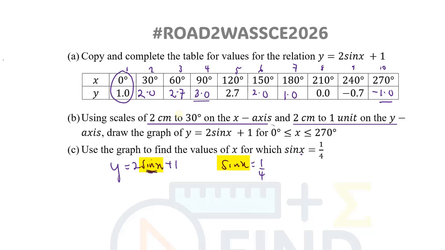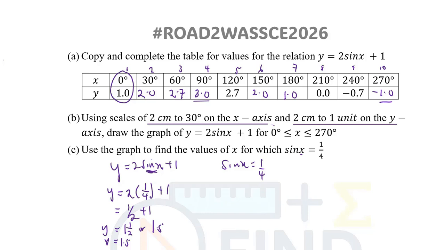So it means that we know the value of sine x. We'll substitute it. So we can say y is equal to 2 into bracket, what is sine x? That is 1/4, plus 1. 2 times 1/4. That will give us 1/2 plus 1. That will give us one whole number 1/2 or 1.5. So we can say y is equal to 1.5. So we'll just go and plot y to be equal to 1.5 on the graph to get its corresponding values of x.